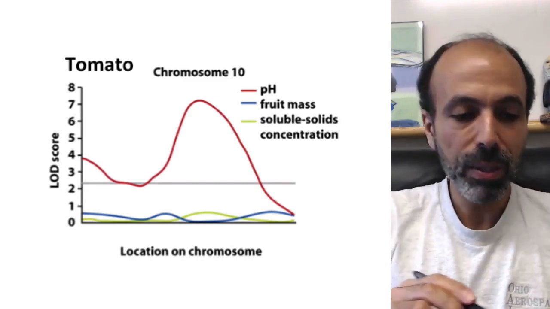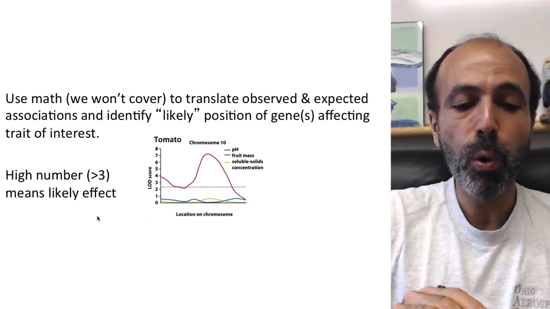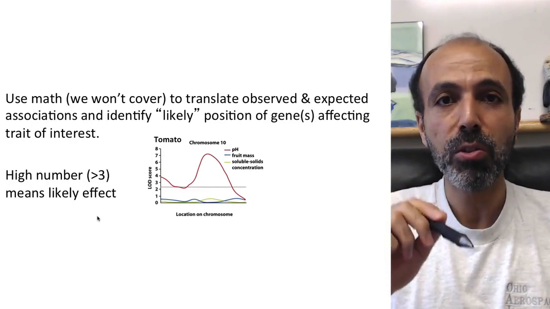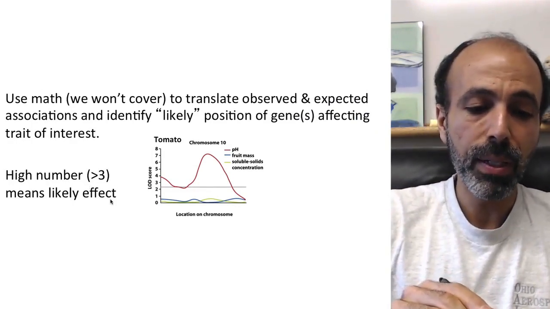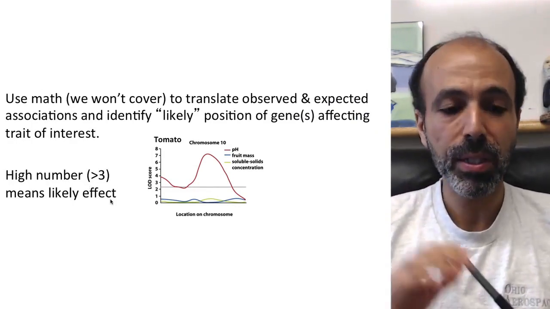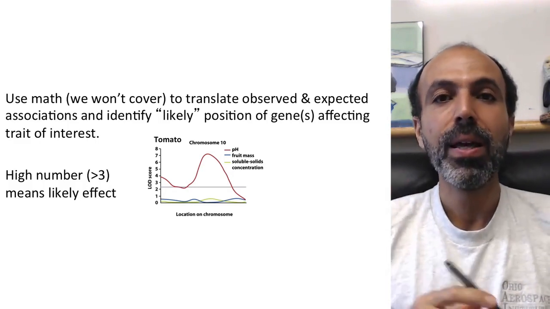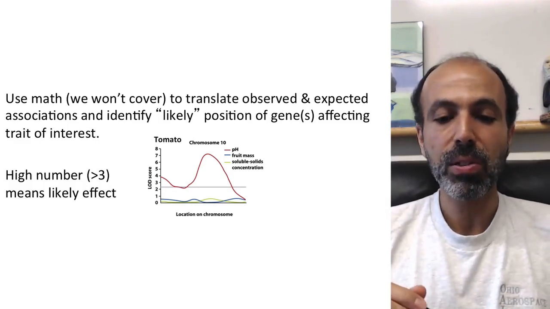Now, typically speaking with Lod plots, a high number means a more likely location for genes causing the effect. Often the cutoff of about 3 is used, and if you see a Lod score above about a 3, that means you see a statistically significant association.